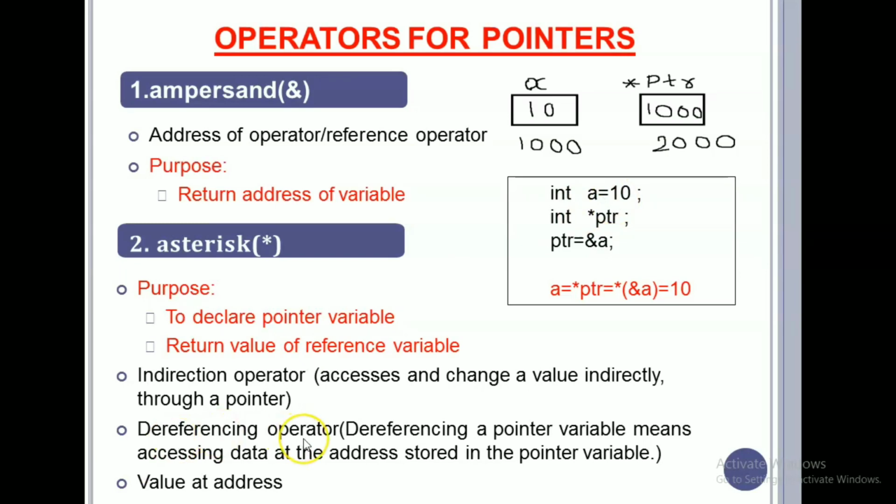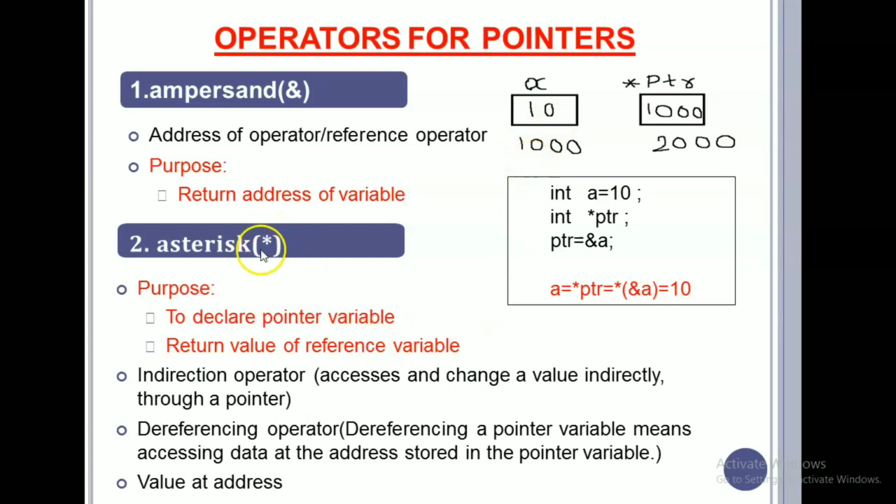Second is the dereferencing operator. What are we doing here? Here we are actually dereferencing the pointer variable PTR. What it means is that we are trying to access the data at the address stored in a pointer variable. That is, the 1000 address is stored in the pointer variable and we are trying to access the data at that 1000. So it is called dereferencing. With the help of 1000, that is the address of another variable, we are trying to access the data 10.